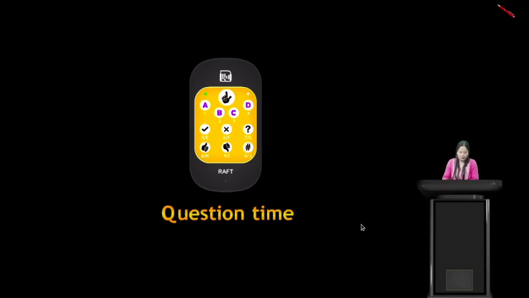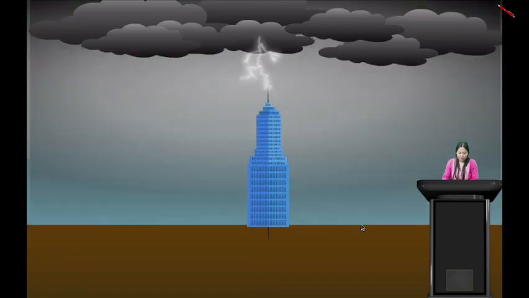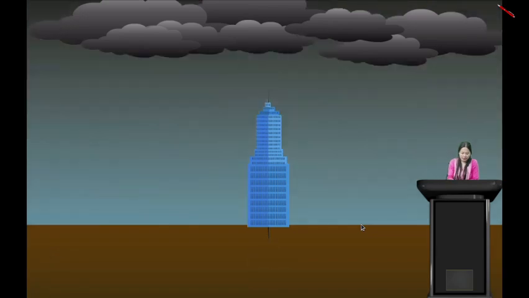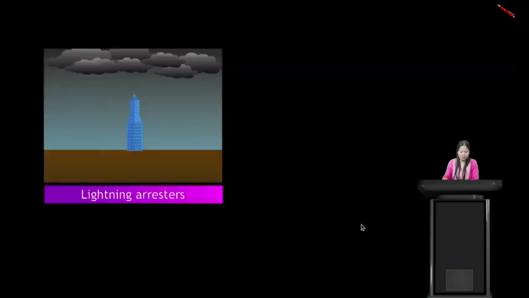Okay. Now, here we see lightning. Now, the lightning struck this building. Yes, but it was transferred to earth. Yes, students. How did that happen? By the use of lightning arresters. So what are lightning arresters?